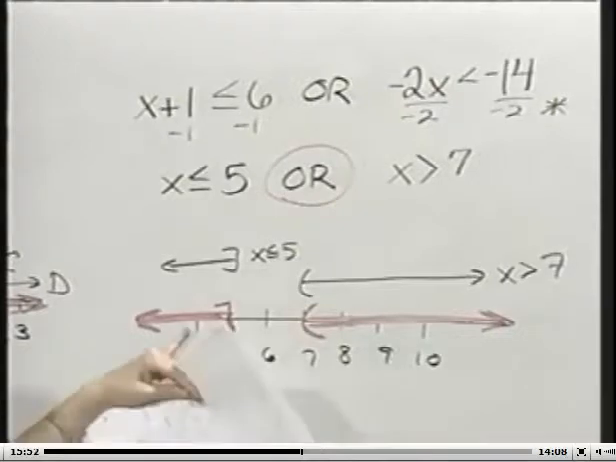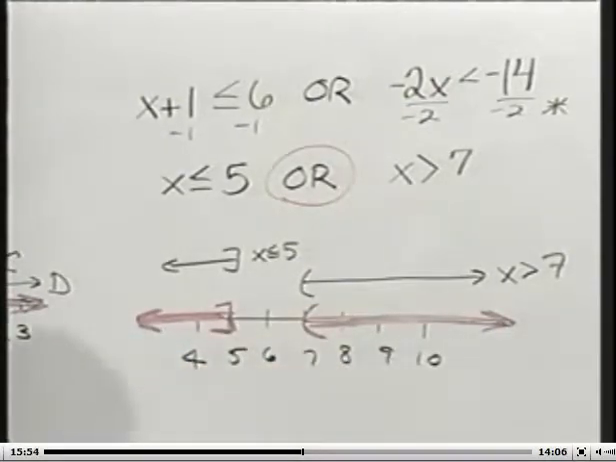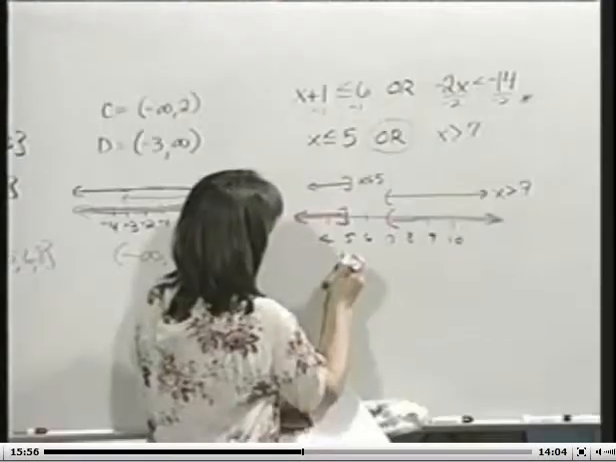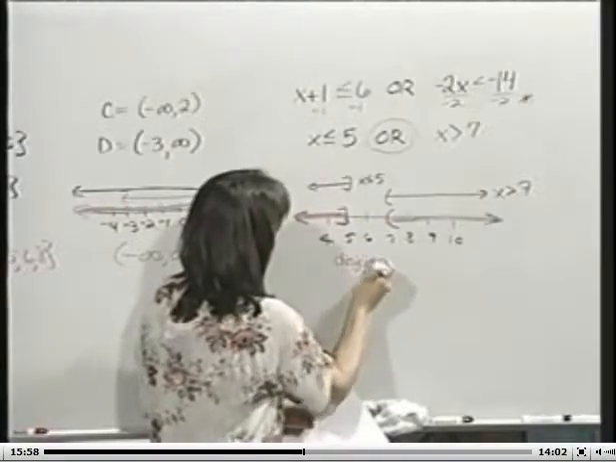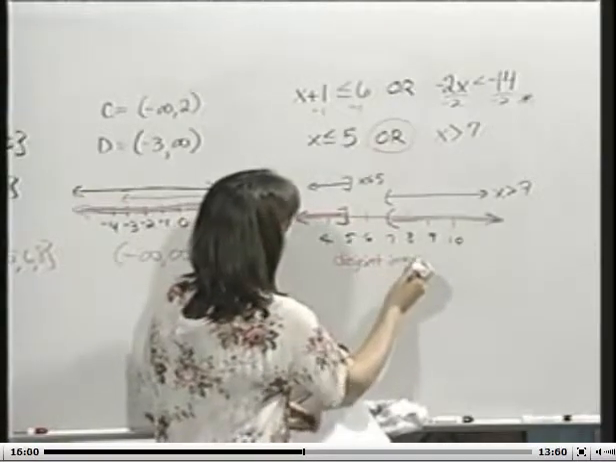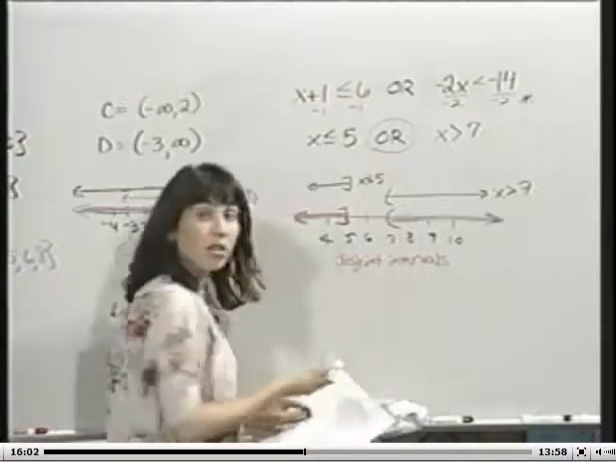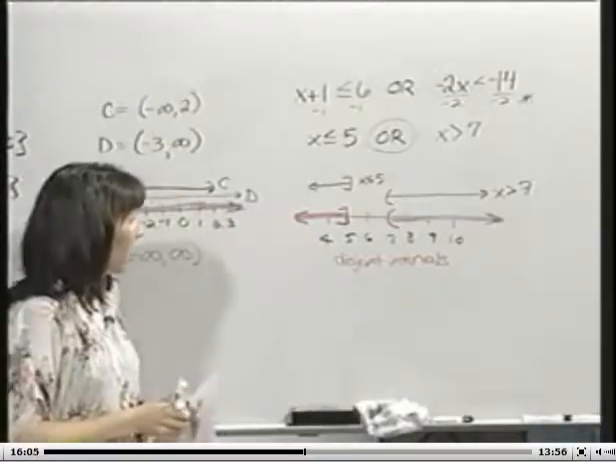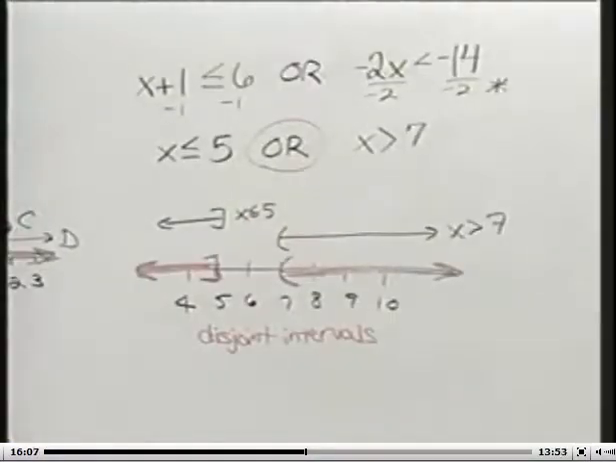We get two disjoint intervals. Let me write that word down. Disjoint intervals. Disjoint meaning they're not connected, but they are both in our solution set, both of them. So how do we write this in interval notation? Well, we've got two intervals to deal with.